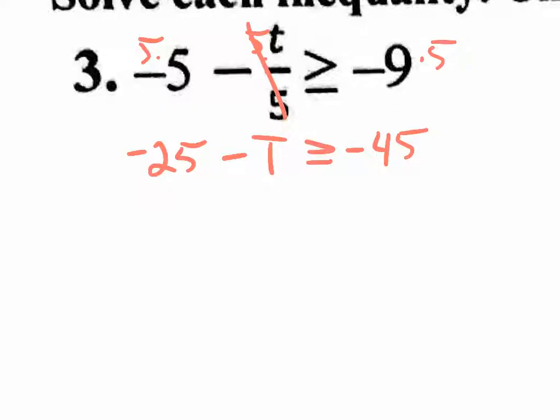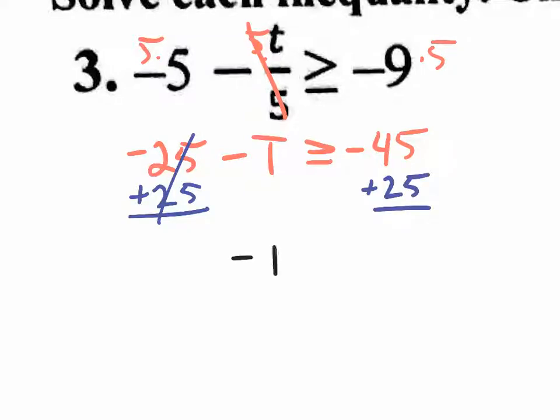Now let's start solving for t. So I am going to add 25 to get t by itself on the left side. I'm going to add 25. So what do I have left? I have a negative t is greater than or equal to negative 20.